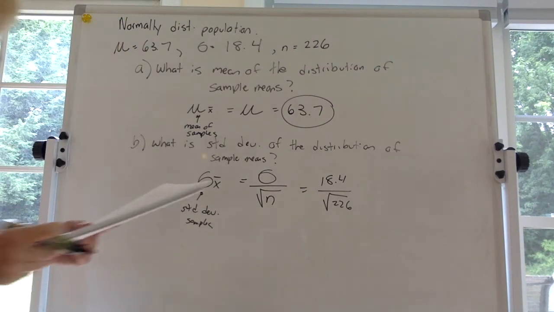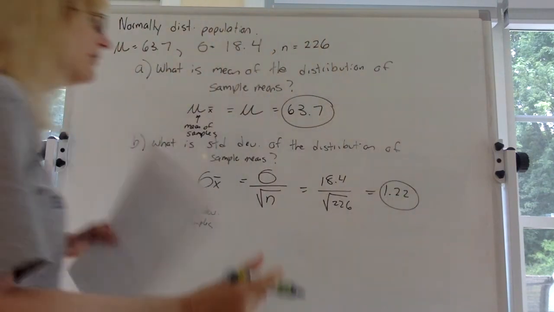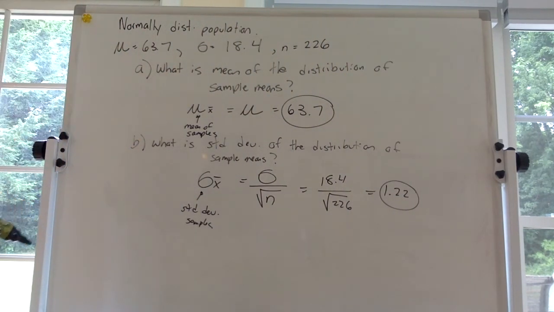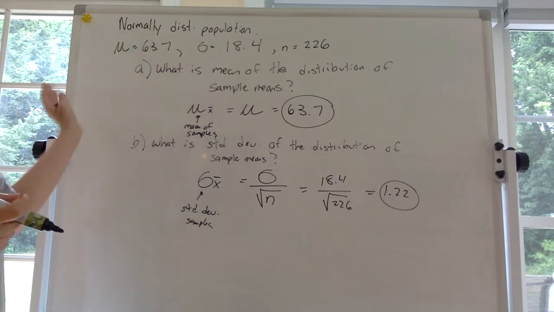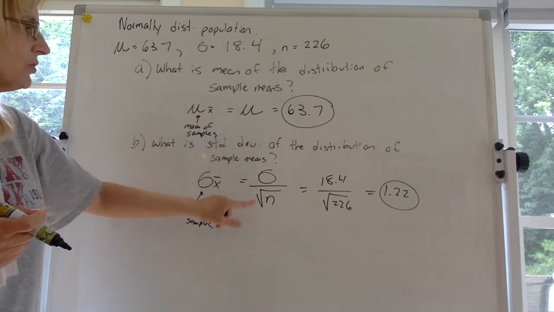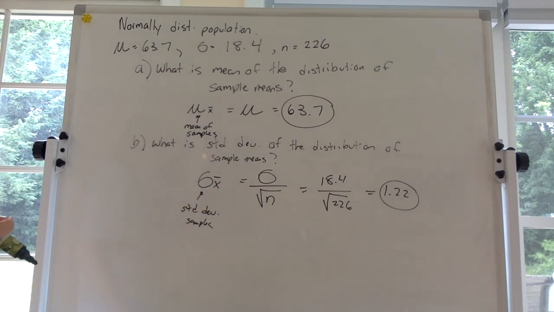If I do that out in my calculator, I get 1.22. So if you have a problem and all of a sudden they're talking about samples, you're going to do it basically the same way we did it before, except you have to tweak the standard deviation a little bit. You have to divide the population one by the square root of n. As we do more problems, we'll see that that's what we're going to have to do. So I hope that helps with that problem, and good luck.